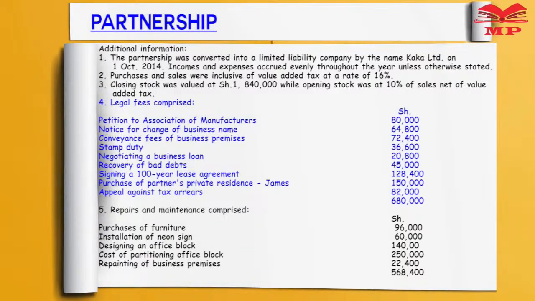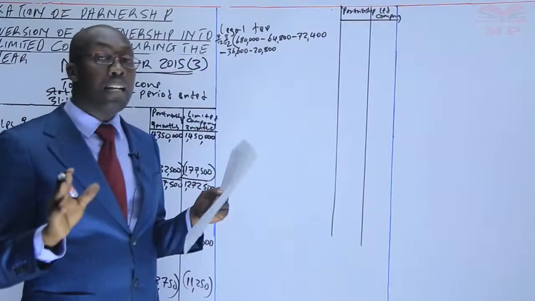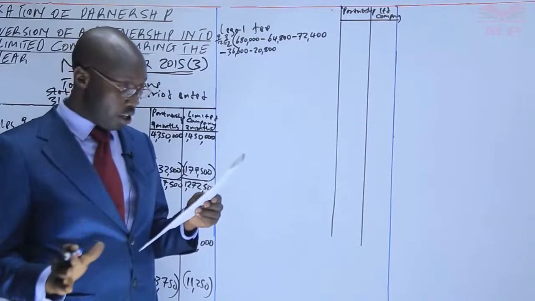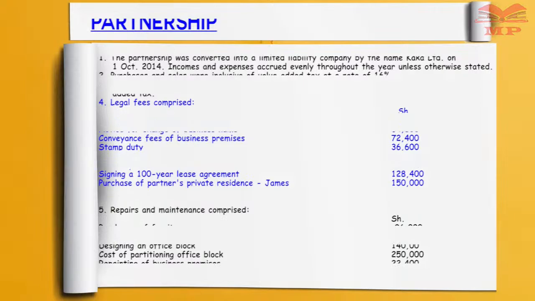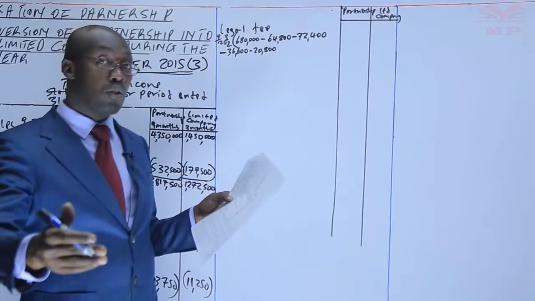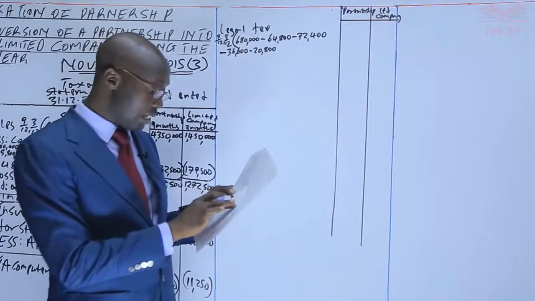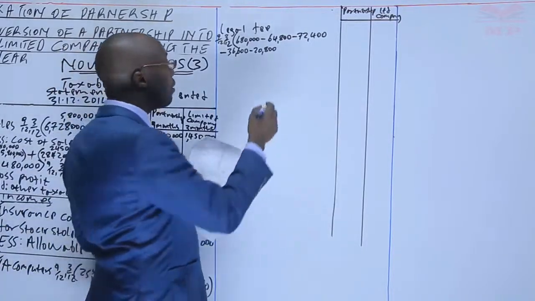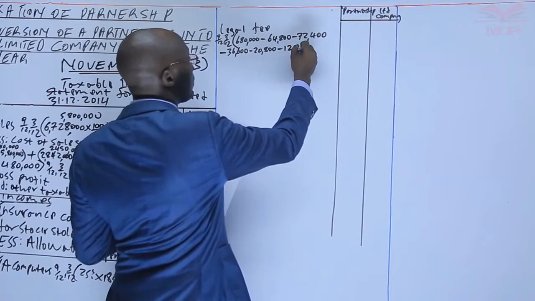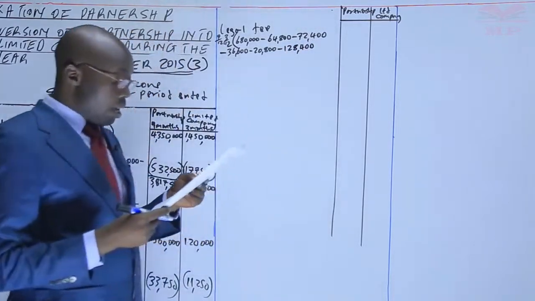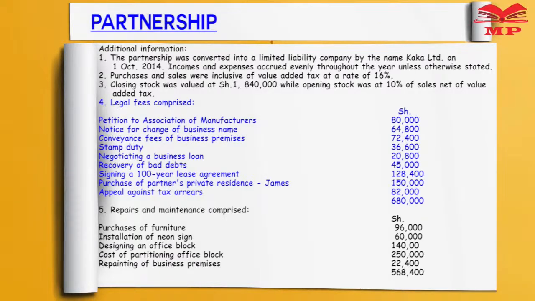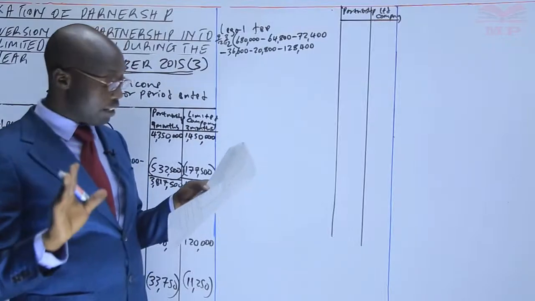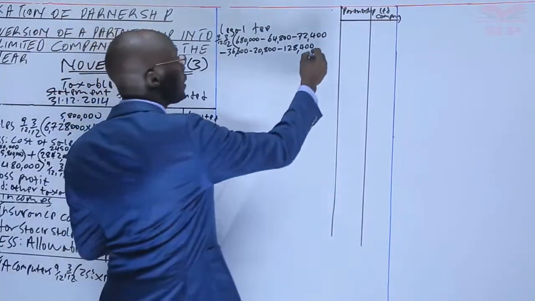The other one is recovery of bad debts. Recovery of bad debt, we said, is usually allowable. We said any legal costs relating to debtors and customers are allowed. Then signing a 100-year lease agreement. We say that a lease up to 99 years is the one that we allow legal cost. Any above that, we don't. So this one is not allowable, 128,400. After that, we have the purchase of the partner's private residence. We had said that any expense relating to the partners, we don't allow. This is private, for the partners, we don't allow. 150.